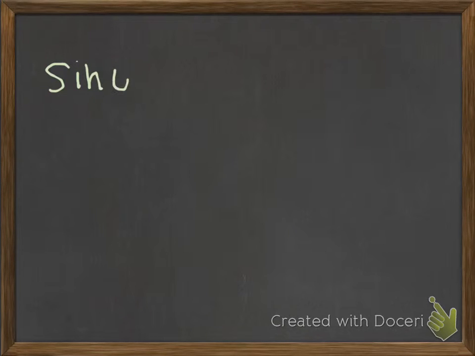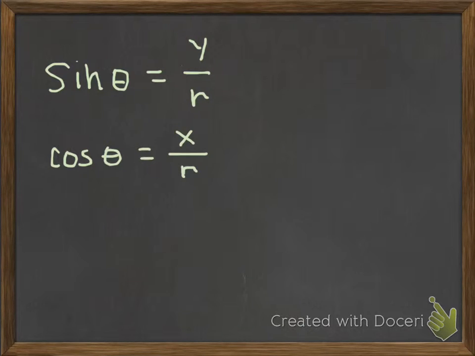So sine of theta is opposite over hypotenuse. Now looking at the pictures in terms of x's, y's, and r's, sine is y over r. Cosine of theta is adjacent over hypotenuse. Looking at the picture, that means x over r. And lastly, tangent was opposite over adjacent. So that means it is y over x.